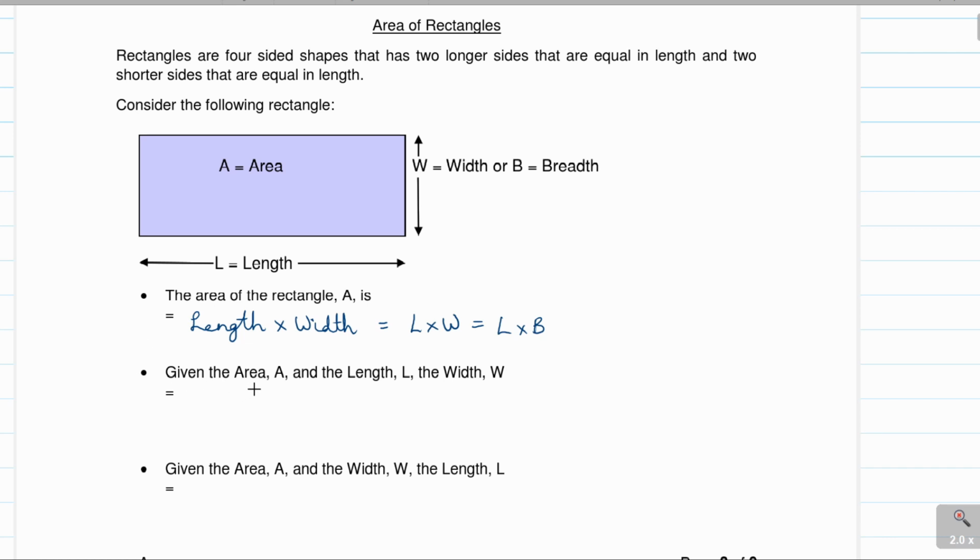Alright, the main thing is to be consistent. We don't want to be using the length for the width and the width for the length. We can't interchange those, but we could interchange or switch around the words width and breadth.